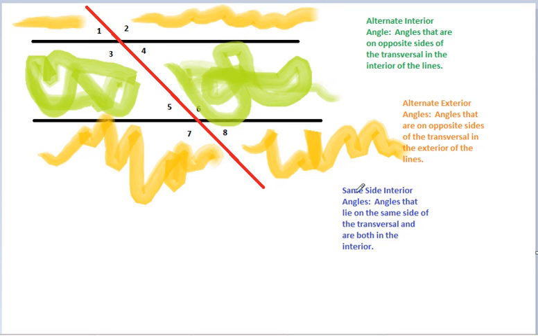Next one is the same side interior angles. This time the angles are going to lie on the same side of the transversal. So they're either going to be on this side or on this side. And they are both in the interior. So they're both going to be on the inside where this green section is. So an example of that would be, for instance, angle 3 and angle 5. Those are both interior angles. Another example is angle 4 and angle 6. Both of those are the same side interior angle.